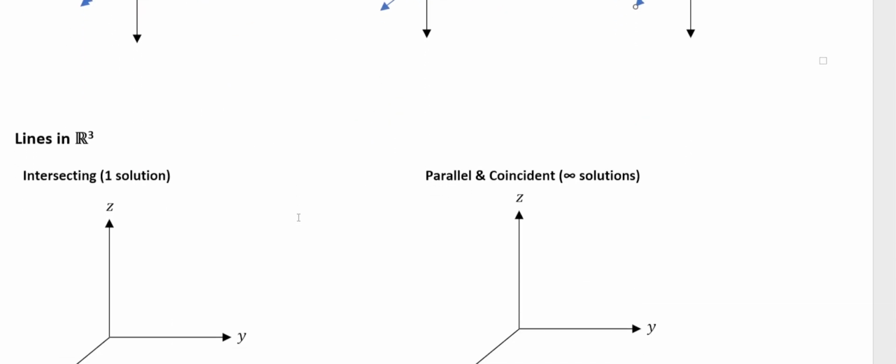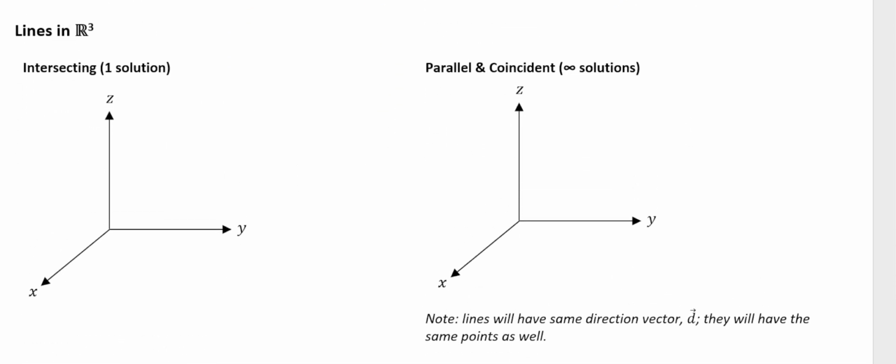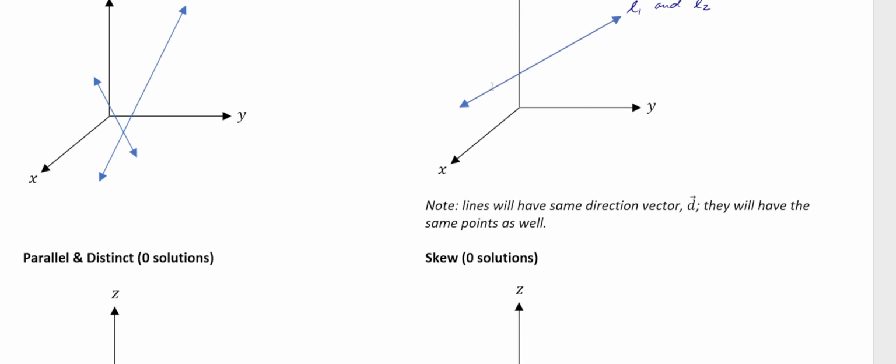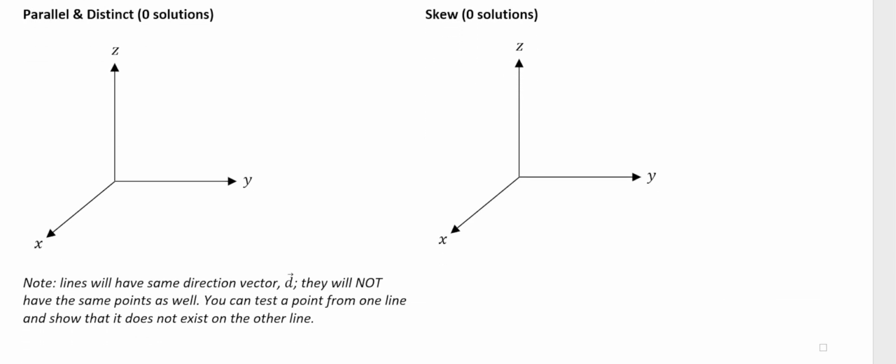In 3 space, we have a bit of a different set of possibilities. You can have 2 lines that intersect in 3 space, so they intersect at a point. You can have parallel and coincident lines again: this is your line 1, and then your line 2 is right on top of the other one. So line 1 and line 2 are on top of each other. You can have parallel and distinct, just as we had before.